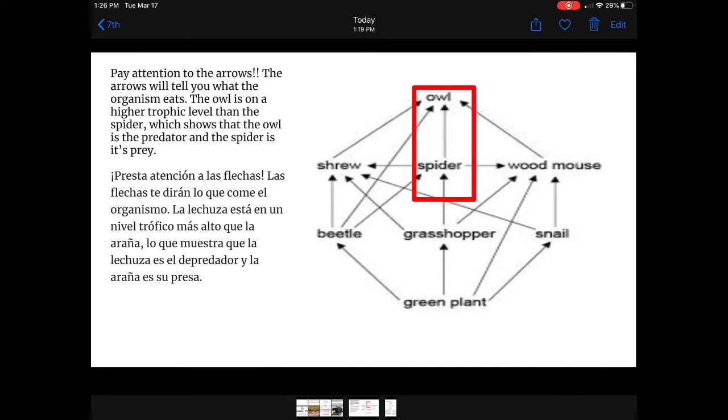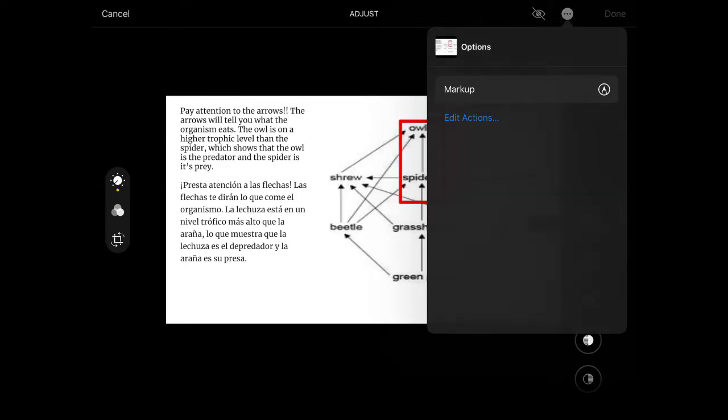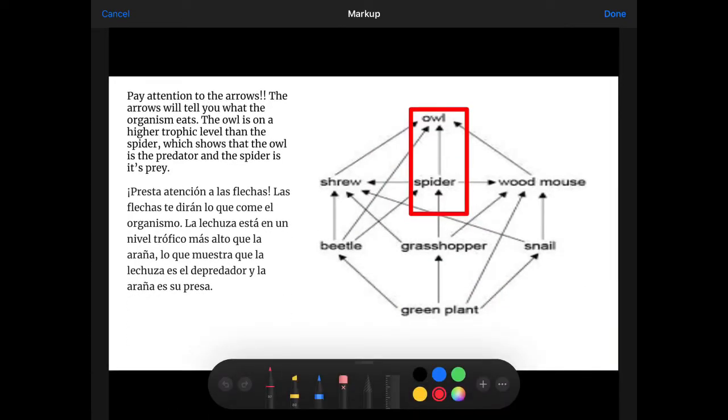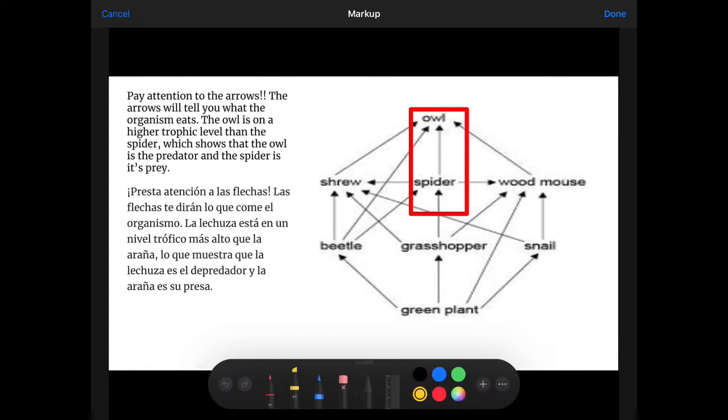So when we have a food web, the predator-prey relationship looks totally different than the competitive one. You really need to pay attention to the arrows. You can see the arrows pointing up mean that the grasshopper eats the green plant, the spider eats the grasshopper, the owl eats the spider. The owl in this case is the predator because it's an organism eating another organism. The spider would be the prey because it's being eaten by the other organism.